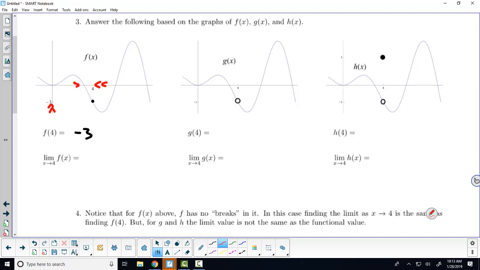But if I were to approach the value x equals 4 from the left, I'd be plugging in points like this one here, then this one here, then this one here. And as I plug in values closer and closer to x equals 4, I find that the y values are getting closer and closer to negative 3. So in this case, the limit and the functional value are the same. Everyone okay with that?